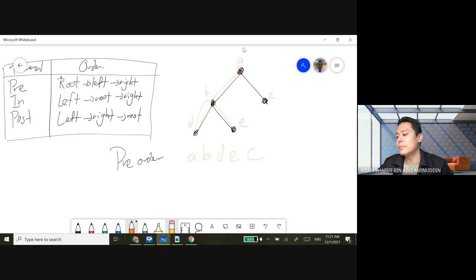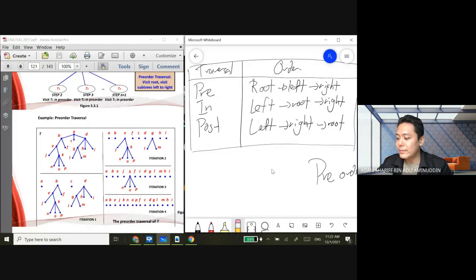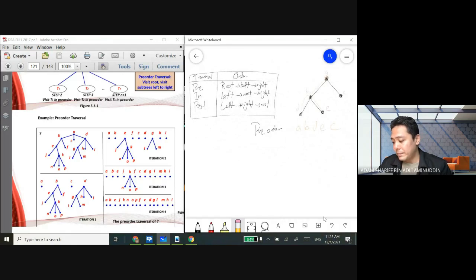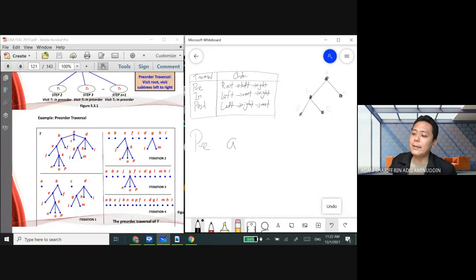Okay, saya laju sangat. Saya mula balik eh. Konsep pre-order traversal, we start at the root. So yang keluar daripada root dulu, A. Untuk contoh kecil saya ni. And then we traverse to left, B. Daripada A, root, left, B. Left lagi, D. Bila dah habis left, baru kita pergi right, E. B dah kita lawat, A sudah kita lawat, tinggal C. So, this is the logic of pre-order.